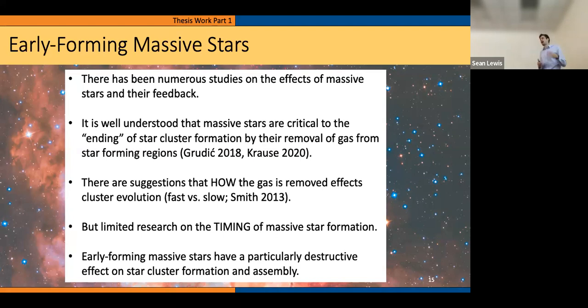There have been studies that show that how that gas is removed is important, so whether the gas is removed very rapidly or gradually over time. But I identified that there was limited research on the timing of massive star formation, so whether massive stars are forming very early in the star cluster formation process or later on. And so using TORCH, the numerical model we were just looking at, I designed a controlled experiment to study the hypothesis that early forming massive stars are particularly destructive in the star cluster formation process.